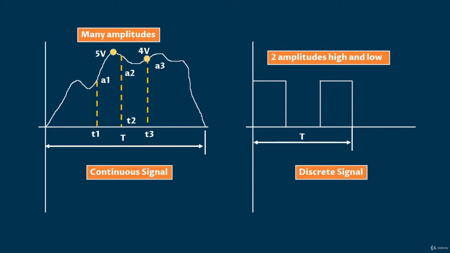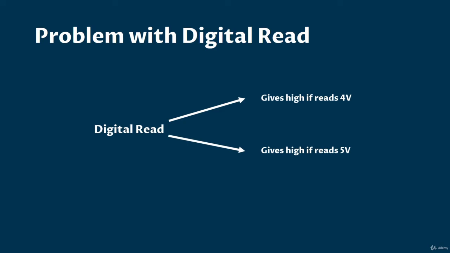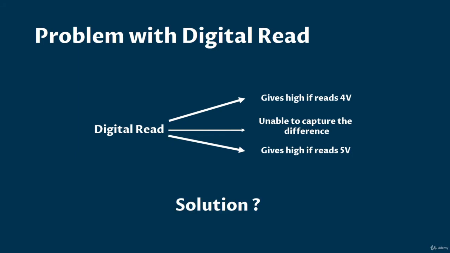Now digital read, which can read only two voltage levels, high and low, or you can say 5 volt or 0 volt, has a problem. If a pin detects 4 volt, then digital read will give you high. If the pin detects 5 volt, it will also give you high. There is a 1 volt difference, but digital read is unable to capture that. This particular problem has a solution.